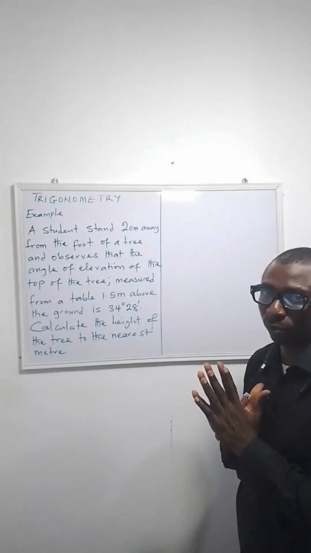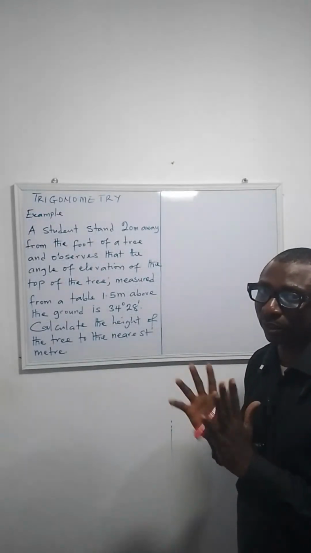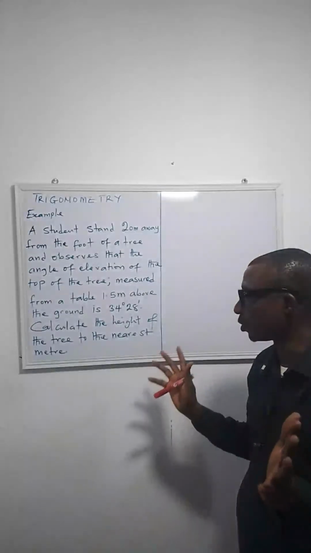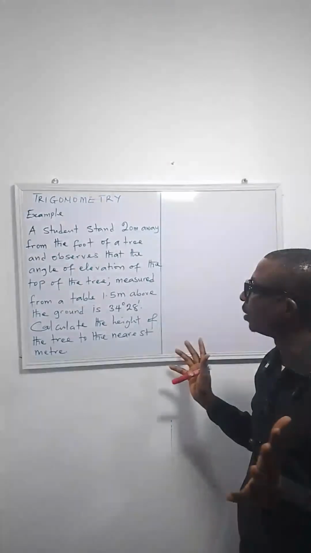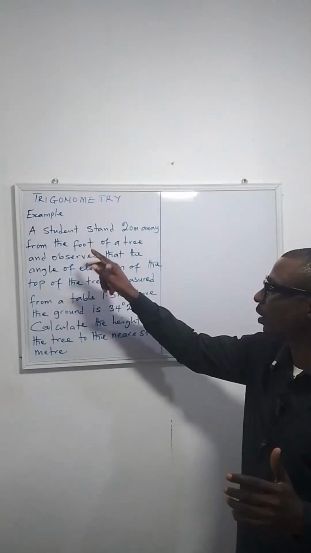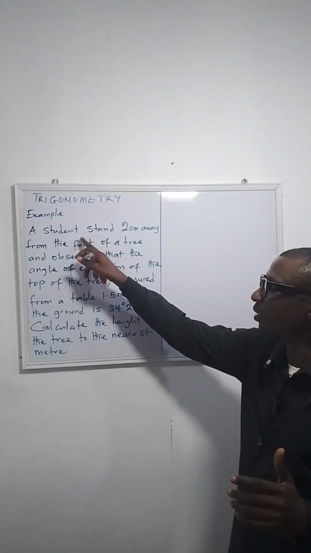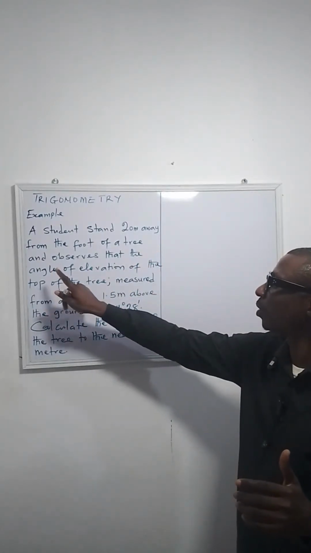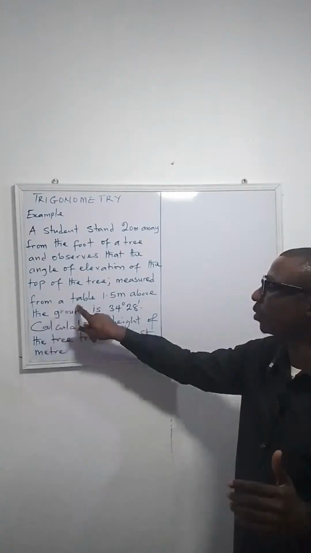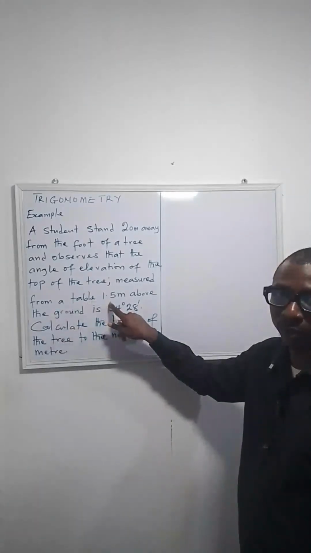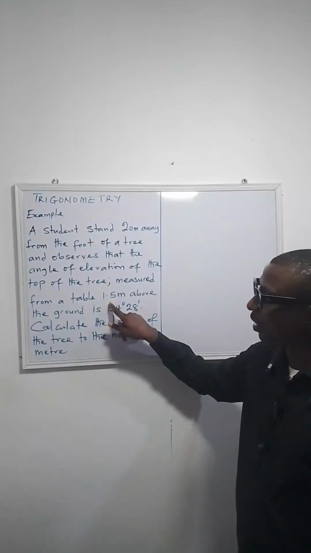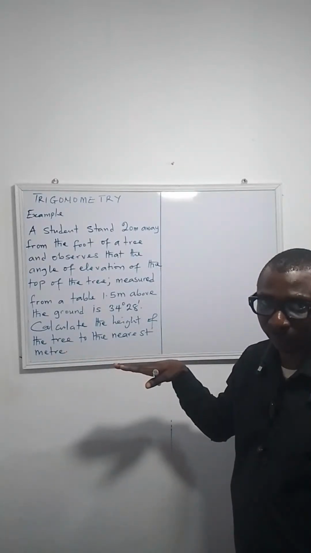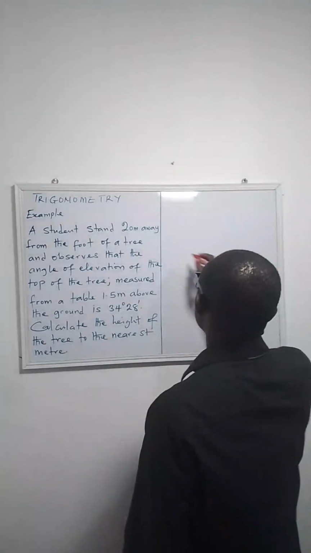To solve this problem, the first thing is I must understand the concept of the question, before I start drawing. I must understand what the question is talking about. I can see that a student is viewing the top of a tree from the top of a table, which is 1.5 meters, and that table is on the horizontal ground with the tree. So now let's begin with this.